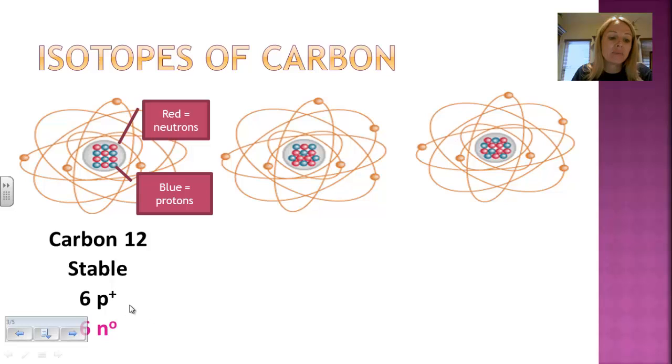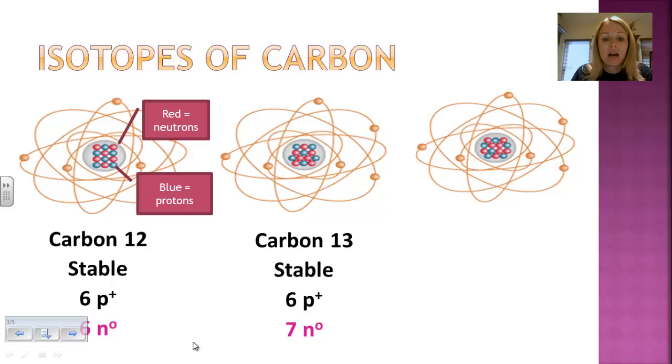It has 6 protons and 6 neutrons. Leading us to carbon 13, again, the name followed by the mass number. Also considered to be stable. It has 6 protons and 7 neutrons. So what you will see here is the number of protons is the same. However, the number of neutrons is different.